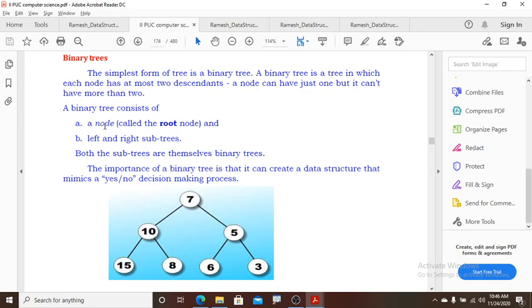A binary tree consists of a node and left and right subtrees. This is the left and this is the right subtree. Both the subtrees are themselves binary trees. These are binary trees. You have to write the explanation like this. Okay. So along with the diagram, this explanation is required.